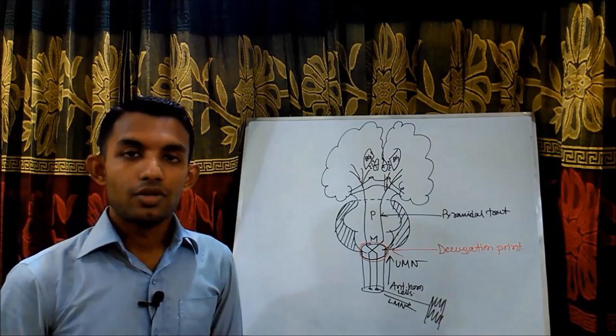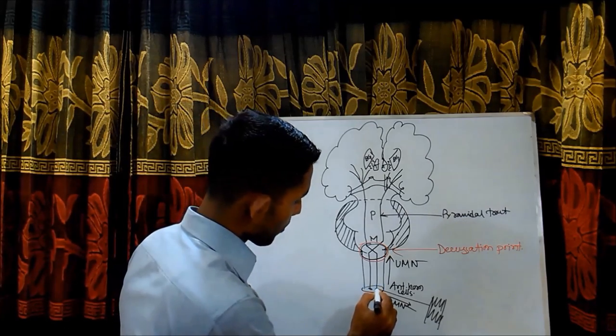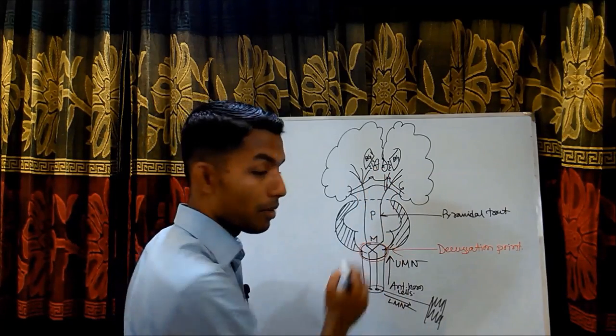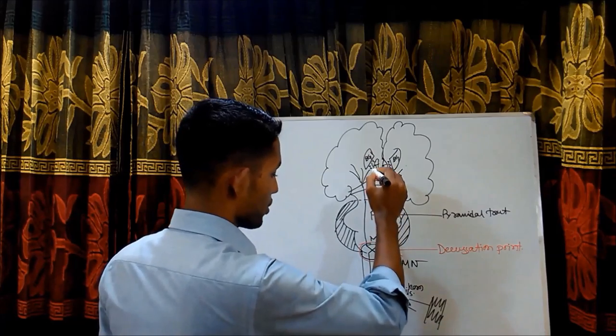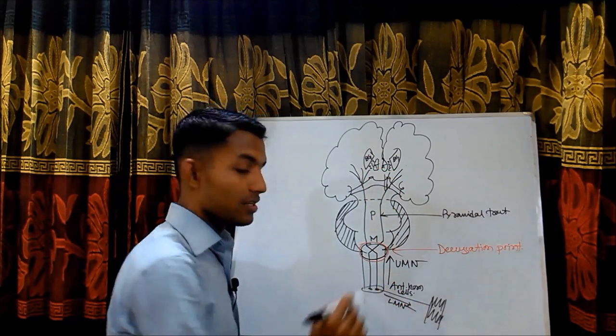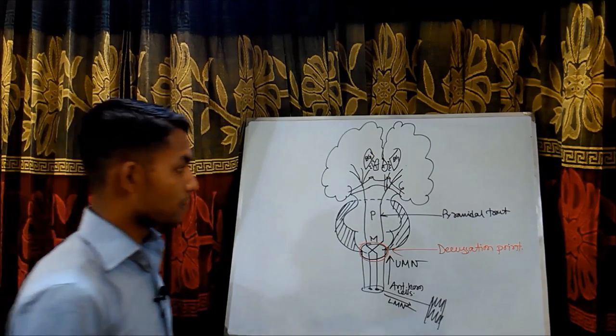I told that stroke is an upper motor neuron lesion, because we know that from the anterior horn cells of the spinal cord up to the cortex, it is upper motor neuron. If the stroke is here, then obviously it is an upper motor neuron lesion. And from the anterior horn cells of the spinal cord to the effector organ, it is called lower motor neuron. So stroke is an upper motor neuron lesion.